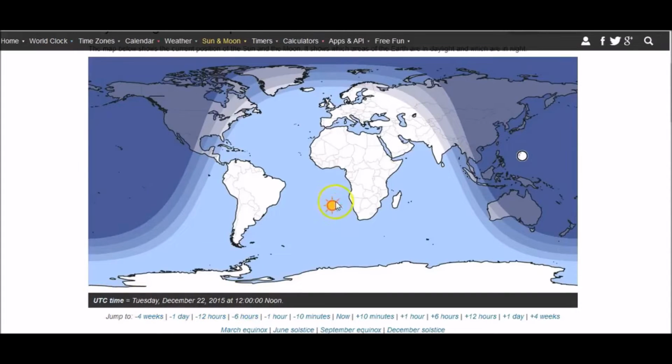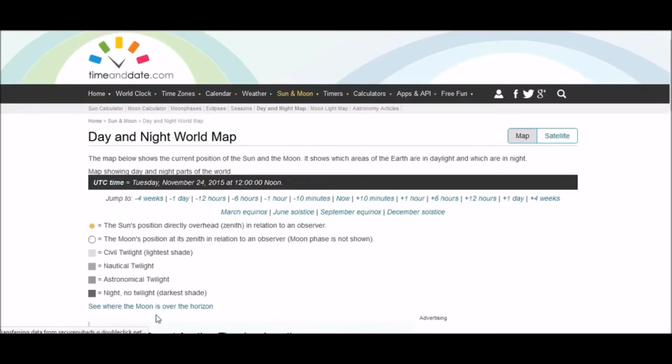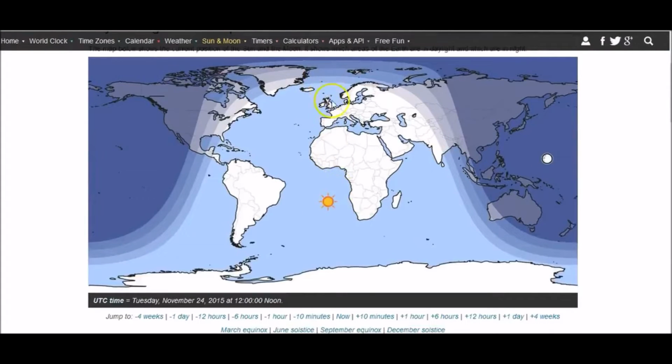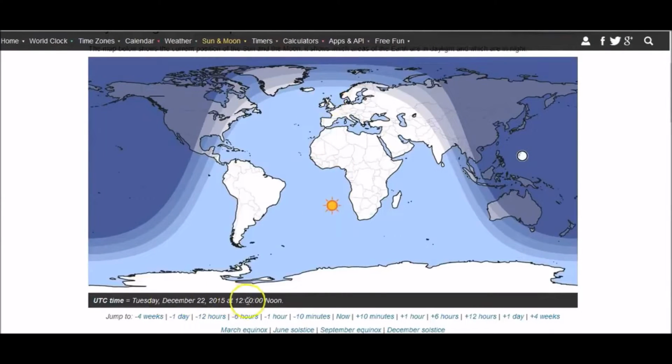This is December 22nd here, but we can go back 4 weeks, and it doesn't matter what day it is. At 12 noon, it's going to show the sun will line up with Africa. December 22nd at 12 noon, it shows the sun right here.